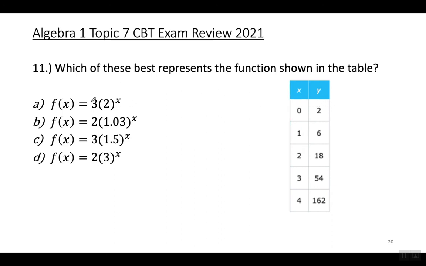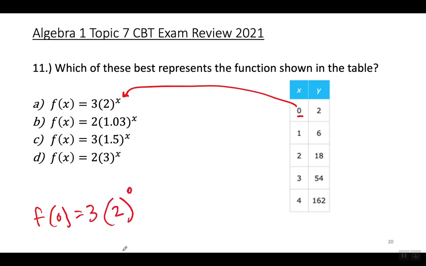So look at letter A. When x equals 0, if I substitute a 0 right here, I'm going to have f of 0 equals 3 times 2 to the 0 power. 2 to the 0 power is 1. 1 times 3 is 3. So when x is 0, this is supposed to be a 3, but it says 2 there. So therefore, this cannot be the answer.